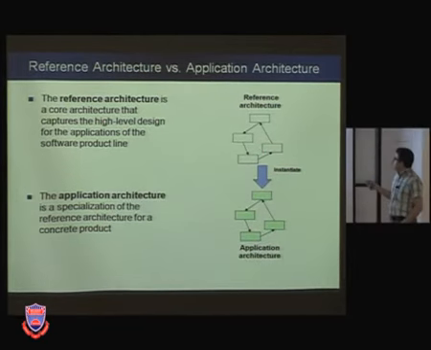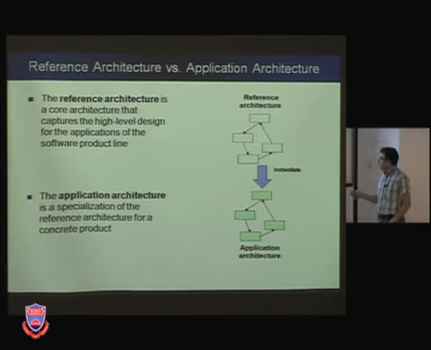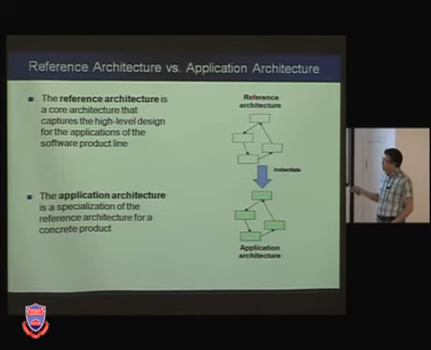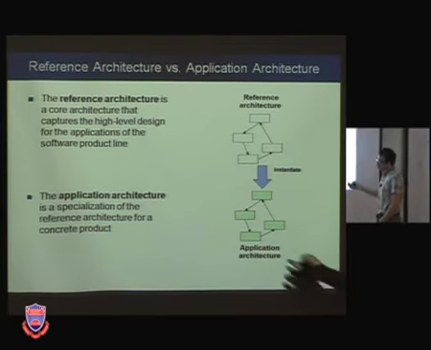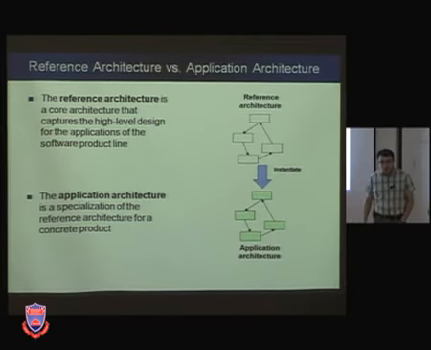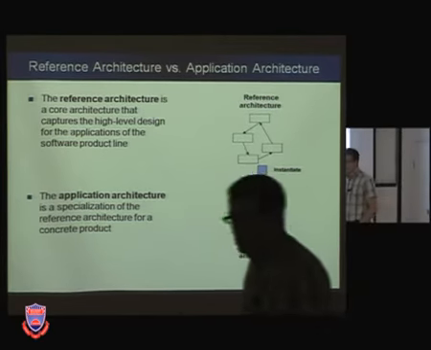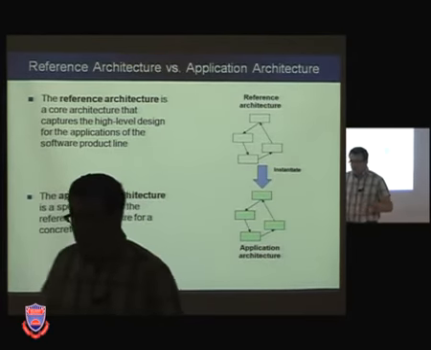And we make a distinction between application architecture and reference architecture. This is the product line architecture. Application architecture is a specialization of this product line architecture. Okay? And this is actually a single system scope. So I will not elaborate on this, but it's just true for the classification.